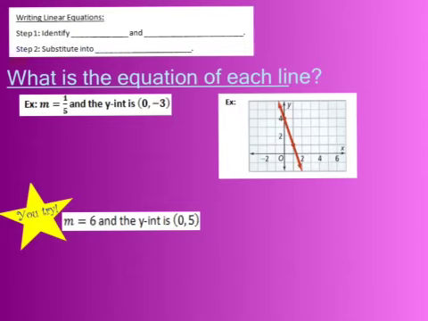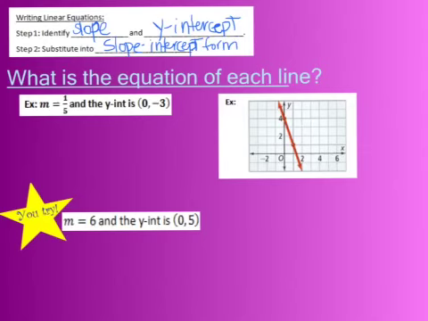Alright, so now we want to be able to write linear equations. Our first step, we're going to identify slope, and we're going to identify the y-intercept. Once we identify those two things, we're going to substitute those values into slope-intercept form, because those are the only two things we need to know, the slope and the y-intercept. So remember, slope-intercept form is y equals mx plus b.